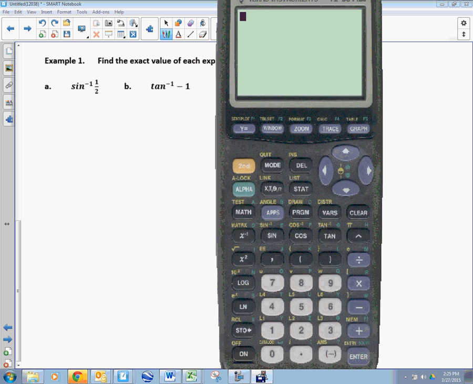We're not going to do those. No, no, no, no. Sine inverse of 1/2. Look at your unit circle sheet. Where is sine equal to 1/2 on your unit circle?